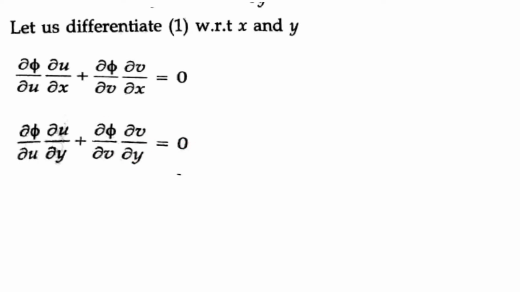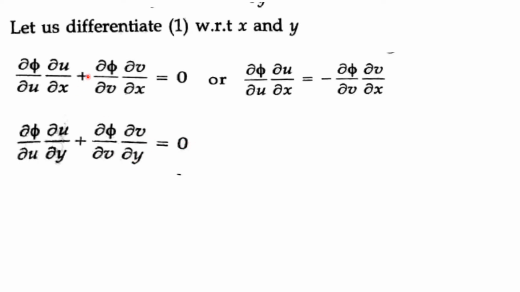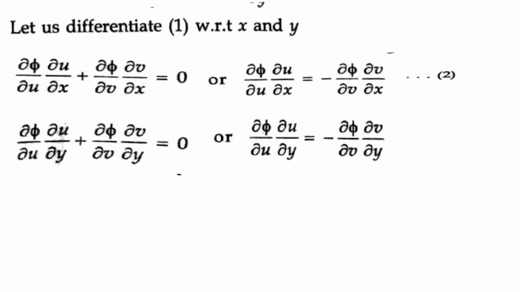Or you can take this second term to the RHS. So plus will be minus dou phi by dou v into dou v by dou x. I'll name this as equation 2. Similarly, from this second equation also, you can take this plus term to the RHS. So that will be minus dou phi by dou v into dou v by dou y. Let me denote this as equation 3.